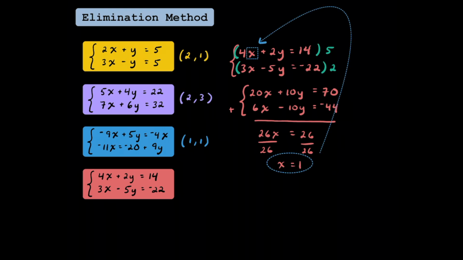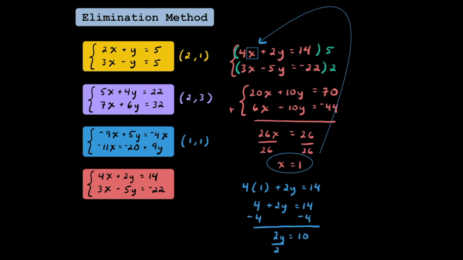Let's substitute 1 into the top equation to solve for y. 4 times 1 plus 2y is going to equal 14. 4 times 1 is 4, so we have 4 plus the 2y, and that's equal to 14. We can subtract 4 from the left side and subtract 4 from the right. 4 minus 4 is 0, so we get 2y is equal to 14 minus 4, which is going to be 10.